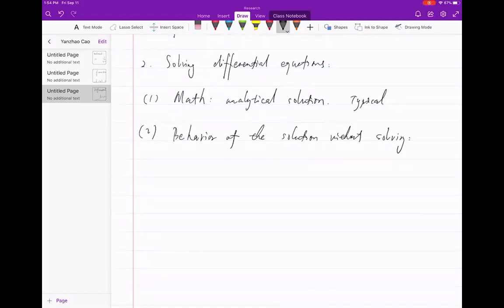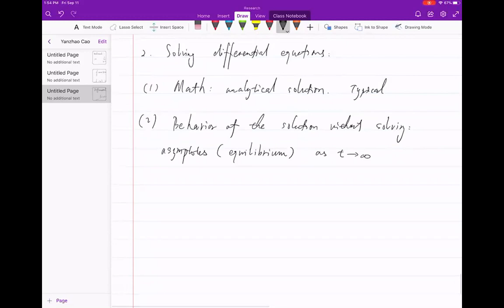Some things we can talk about, including something called asymptotes, or we call it equilibrium, which is basically what happens as t goes to infinity. We also talk about some special points, not the whole solution, but some special value. That usually happens when y prime equal to 0. That means that's where your function stops changing. Maybe your function will stay there. Maybe it will kick off again.